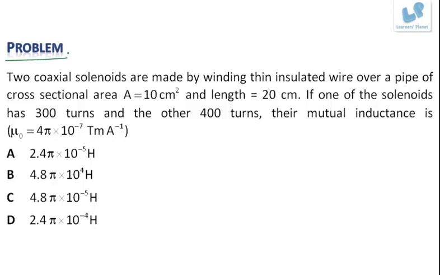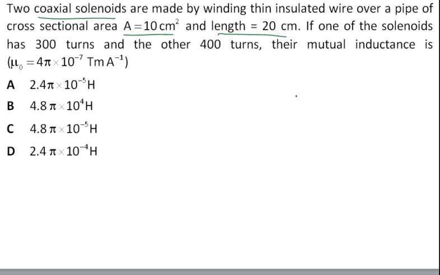Now let us look at the next problem. Two coaxial solenoids are made by winding thin insulated wire over a pipe of cross-sectional area A, which is given as 10 cm square and length as 2 cm. If one of these solenoids has 300 turns and the other has 400 turns, find their mutual inductance.